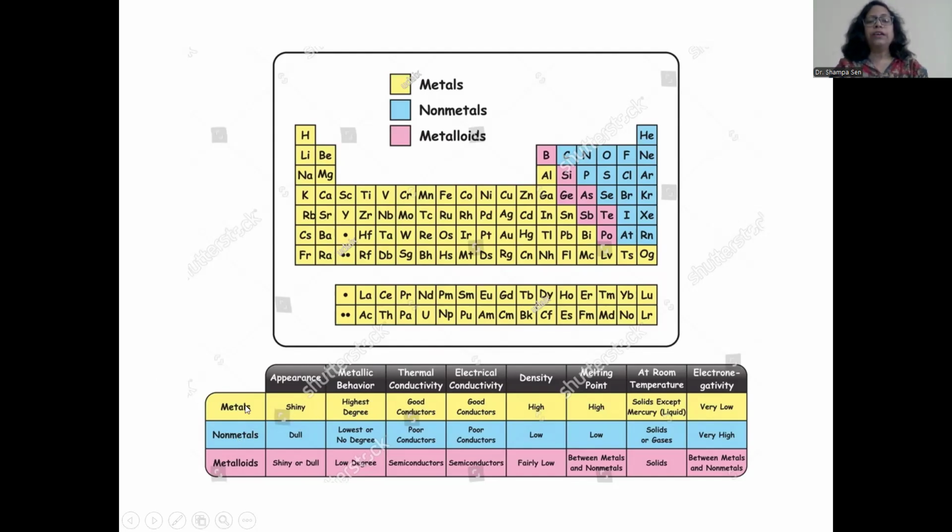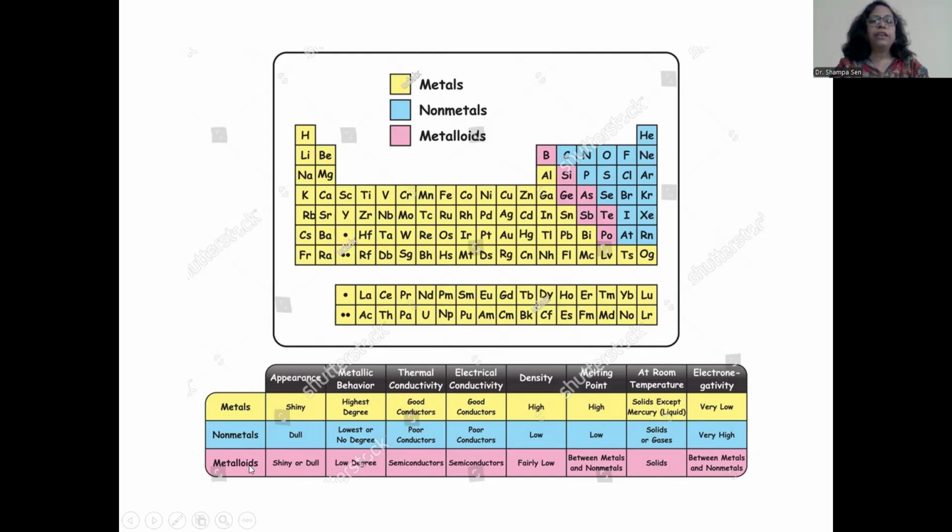Non-metals are obviously just the opposite of metals: dull in appearance, lowest or no degree of metallic character, thermal conductivity and electrical conductivity both very poor, density low, melting point low. At room temperature, they are either solids or gases. Electronegativity is very high, and one exception is here again. At room temperature, one non-metal is liquid, that is bromine.